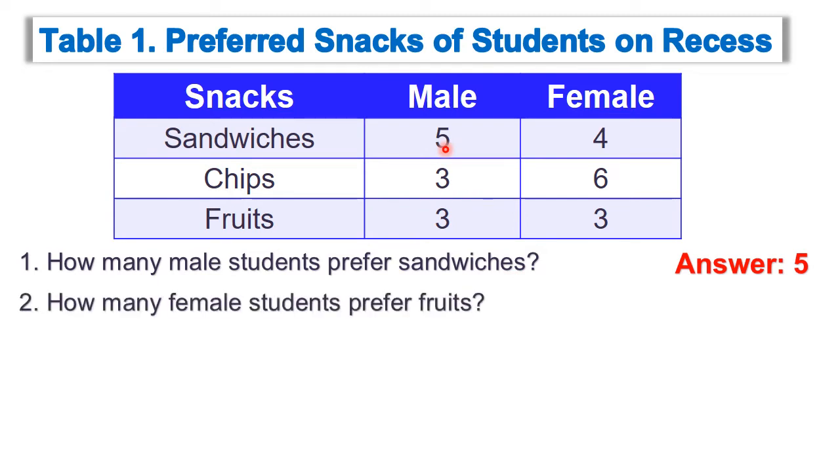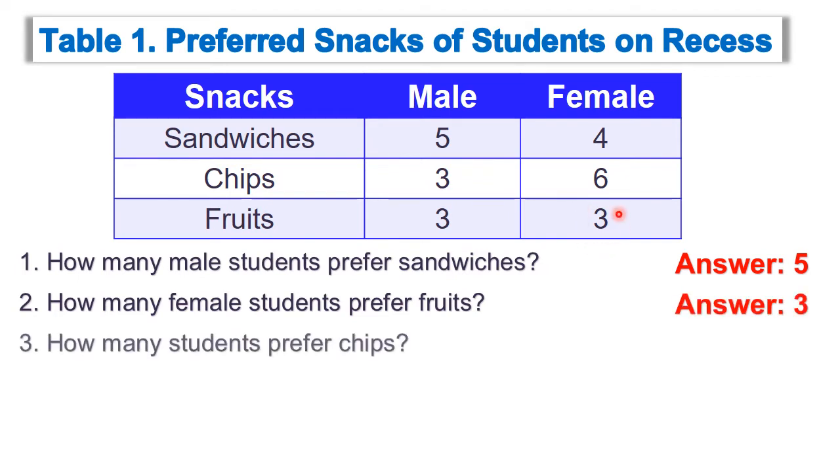How many female students prefer fruits? Okay, so as you can see here, this is the column of female, and this is the column of fruits. So what number do we put into the answer section? So we have 3.